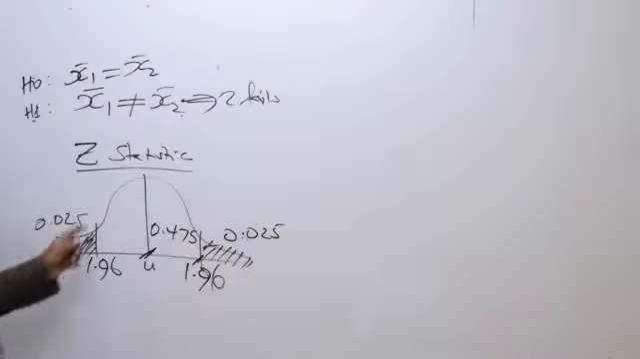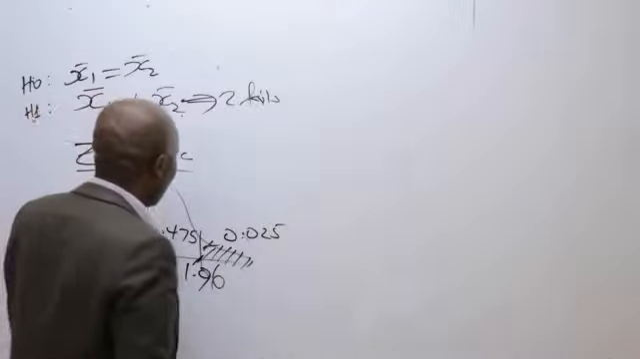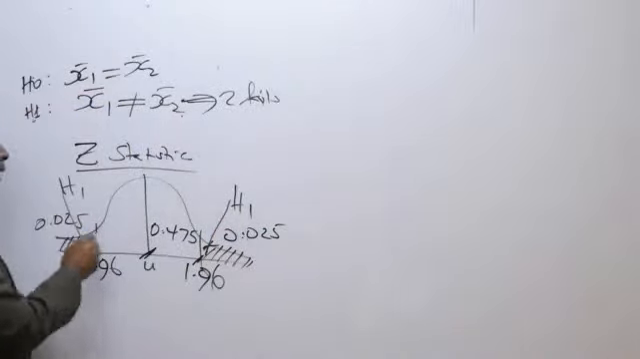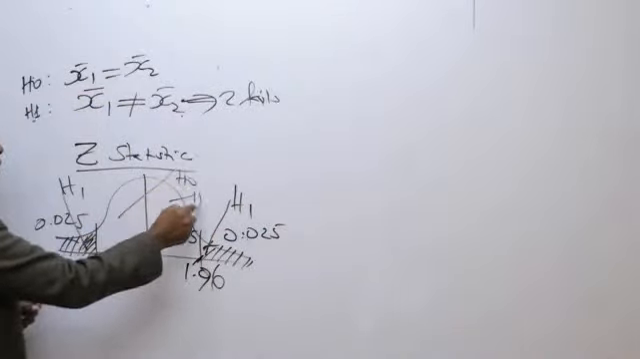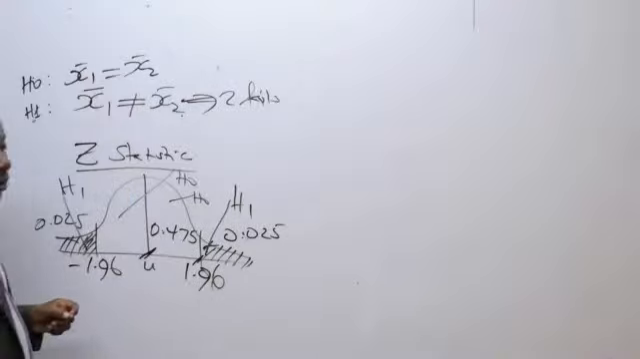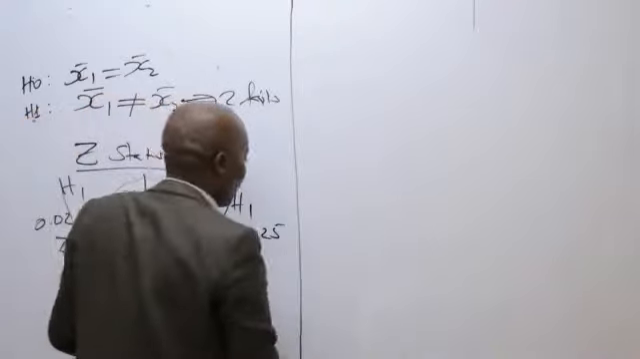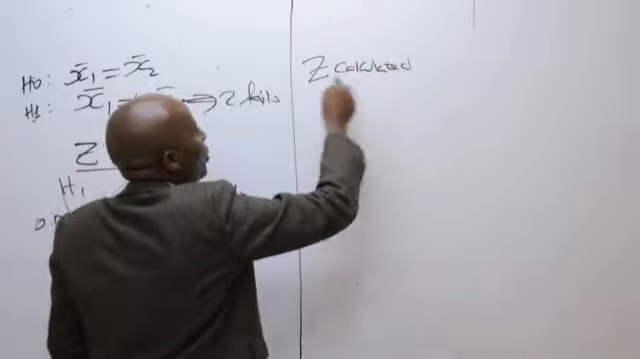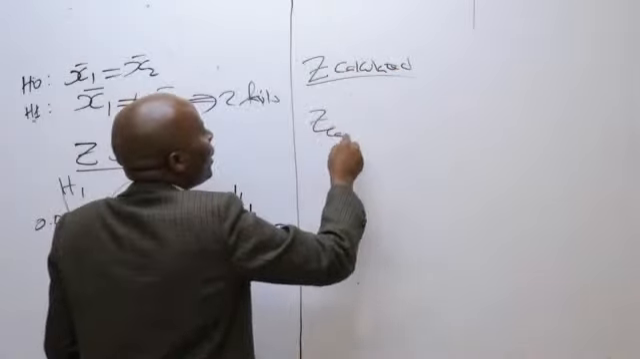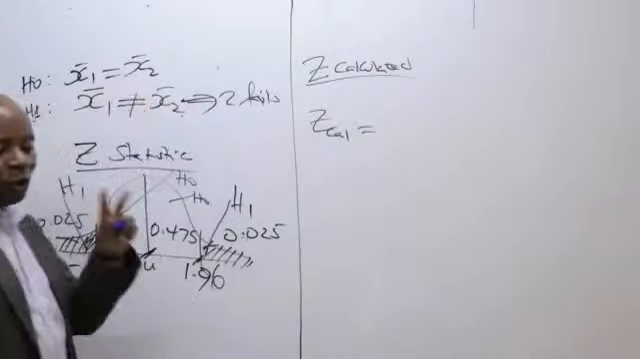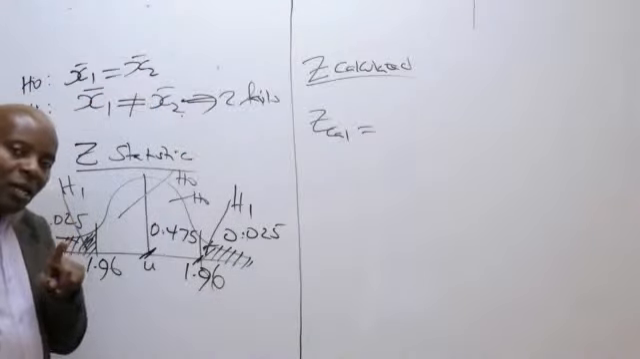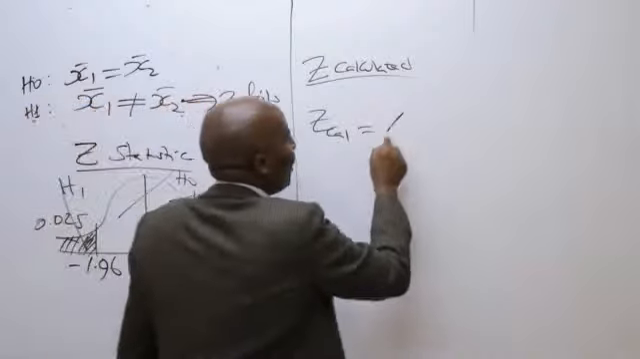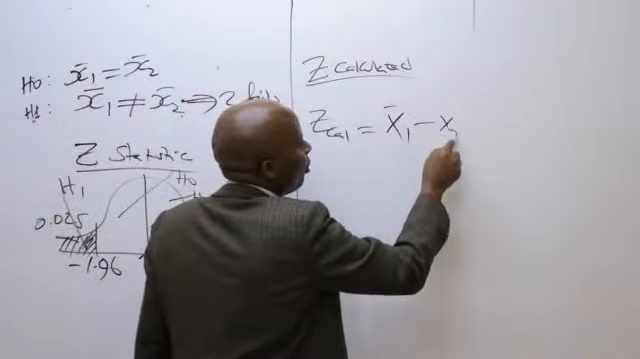So ladies and gentlemen, after getting the Z statistic, don't forget that this will be denoted as H1. The other one will also be denoted as H1. These two will be H0s, like that. So now we go to the last stage, which is the stage of Z calculated. Remember that here we have got two samples. We can't talk of X bar minus mu. No. Two samples. So what we have here will be the difference between the two samples.